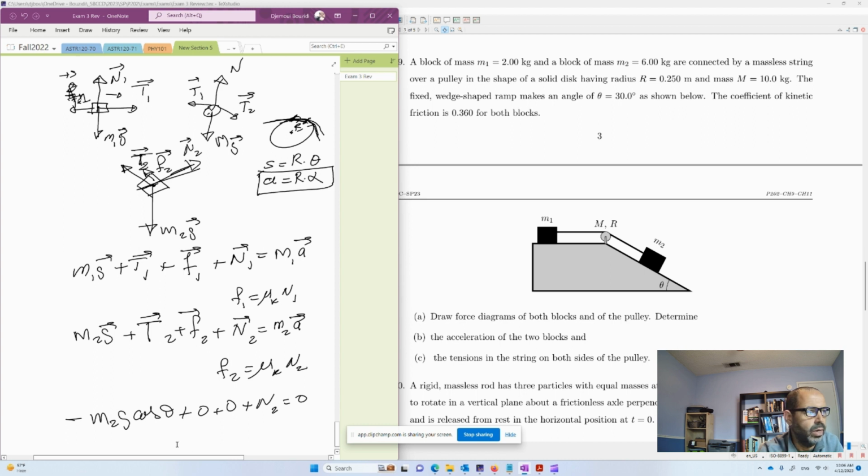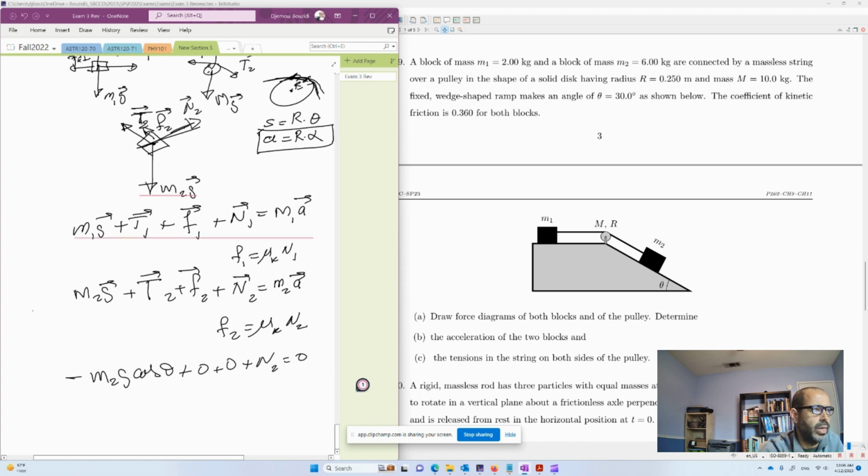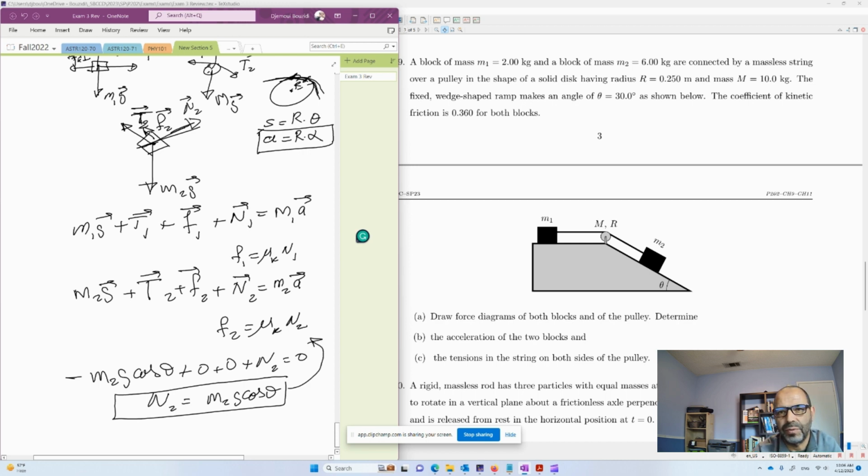The mass is not going up and down. So I find the relationship between N2 and the weight of this mass. So now we have N2, which we're going to plug in here, and we're going to find the force of friction.